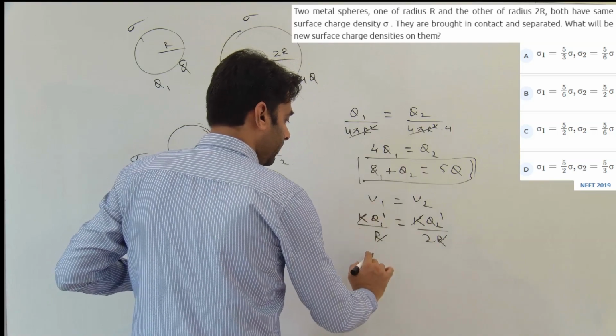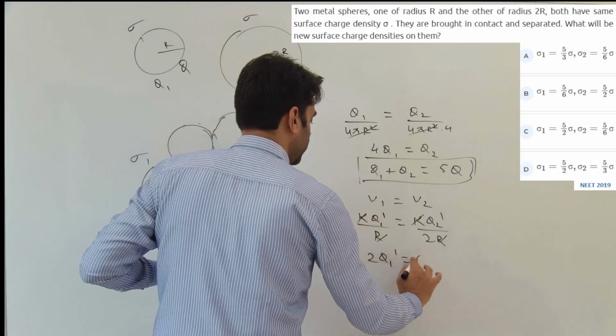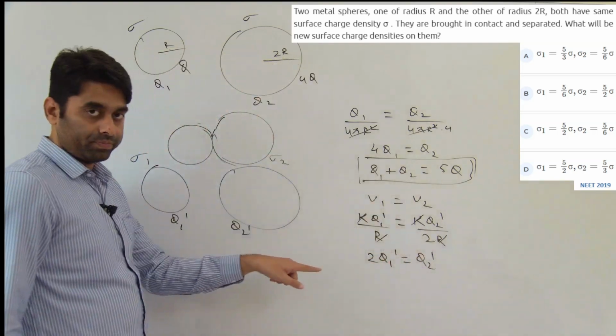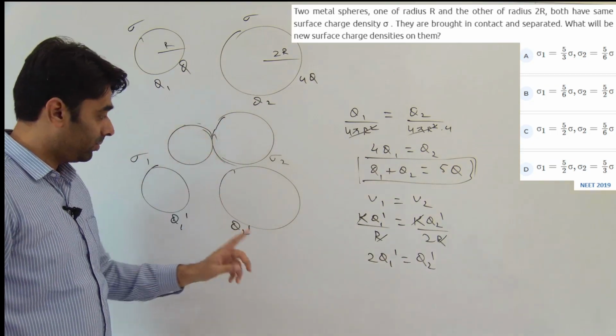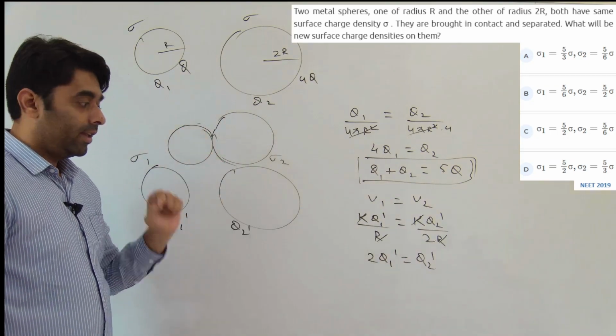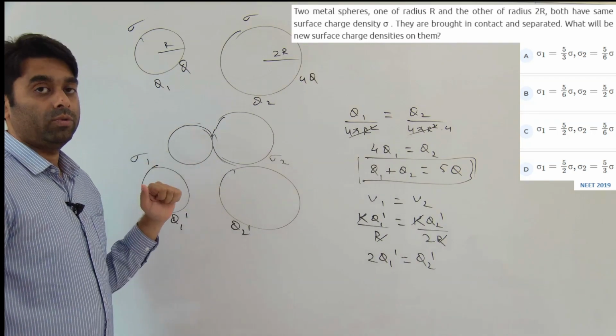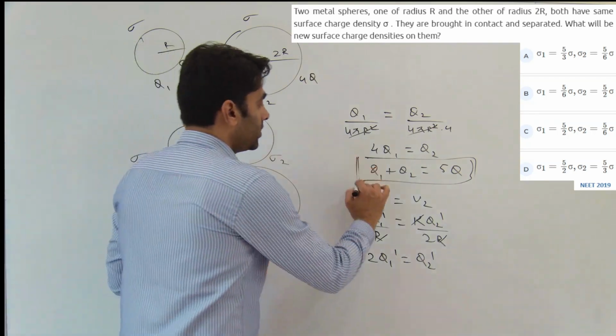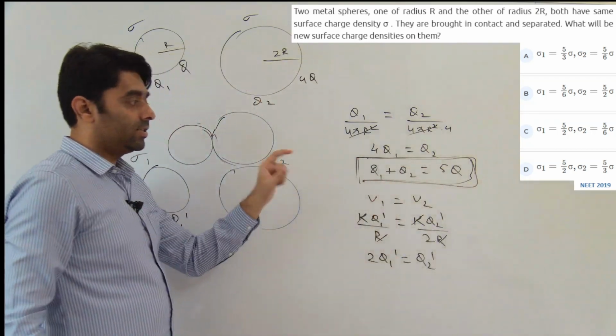What do we get? 2q1' is equal to q2'. Finally, the charge will redistribute in such a way that the charge on the second sphere will be 2 times that on the first sphere. What is the total charge that we got? Total charge is equal to 5q.